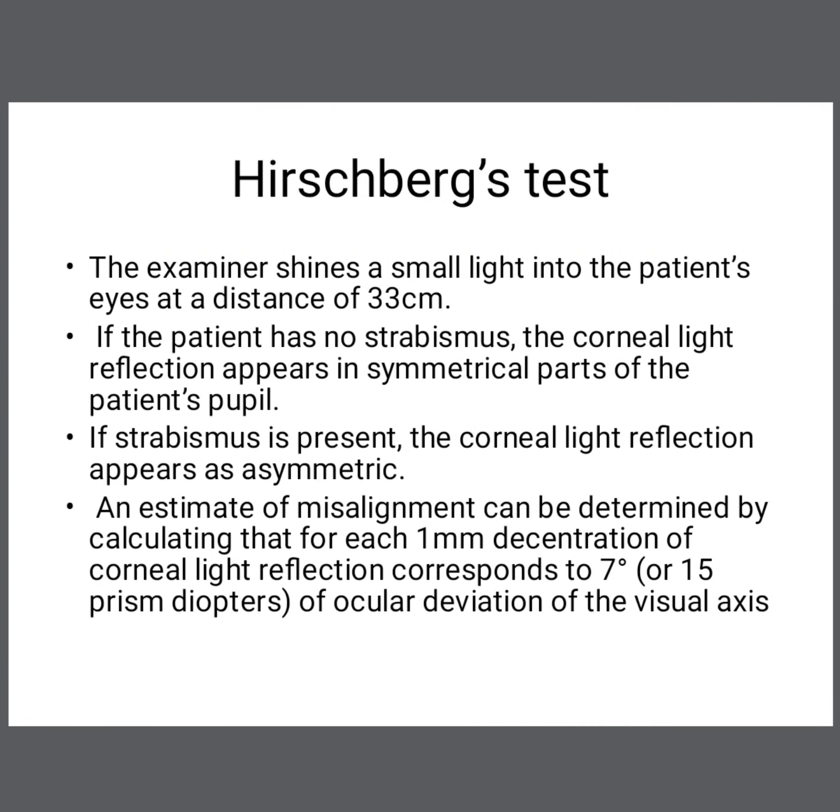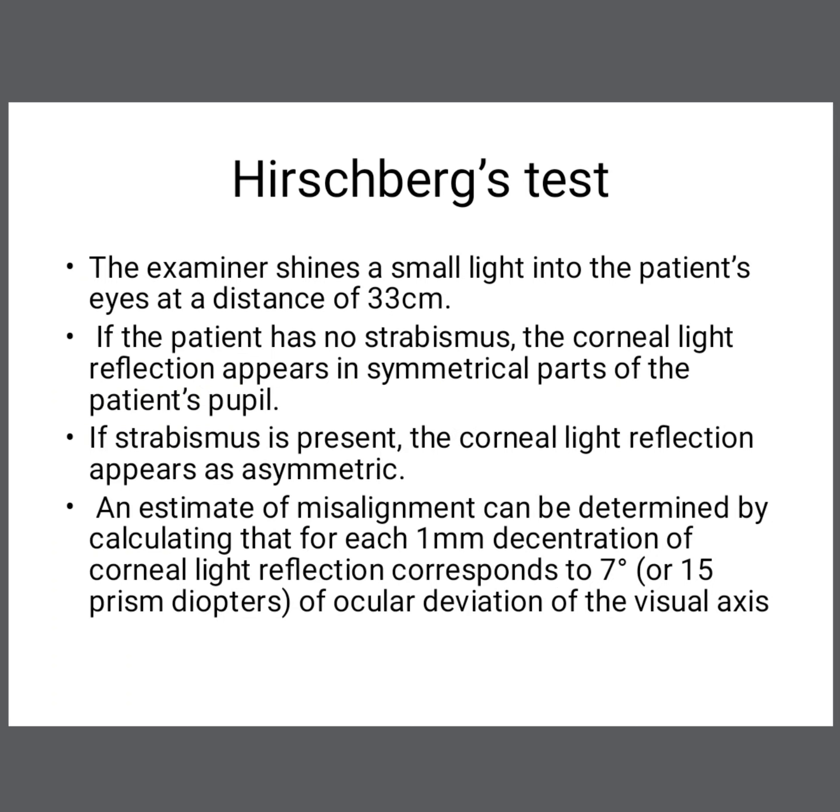So Hirschberg's test is a test to examine the amount of squint by observing corneal reflex. To proceed with the test, the examiner shines a small light in front of the patient's eye from a distance of 33 centimeters. And the examiner observes the corneal reflex in the patient's eye.